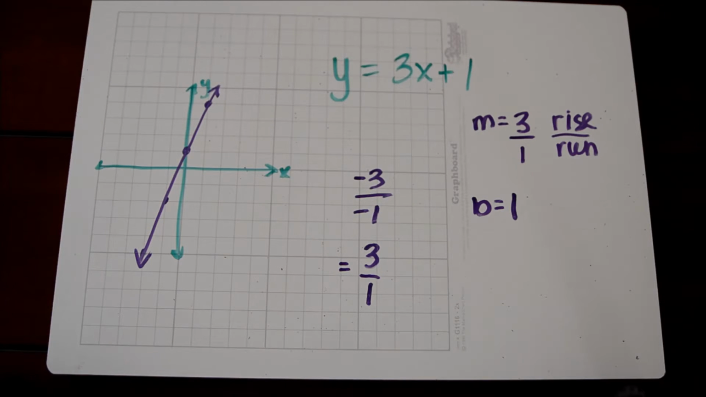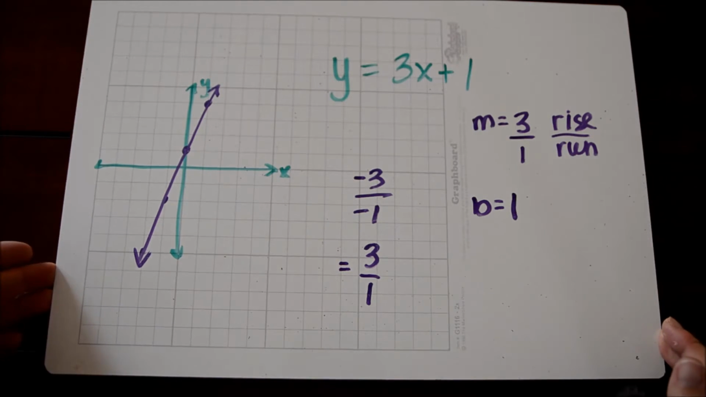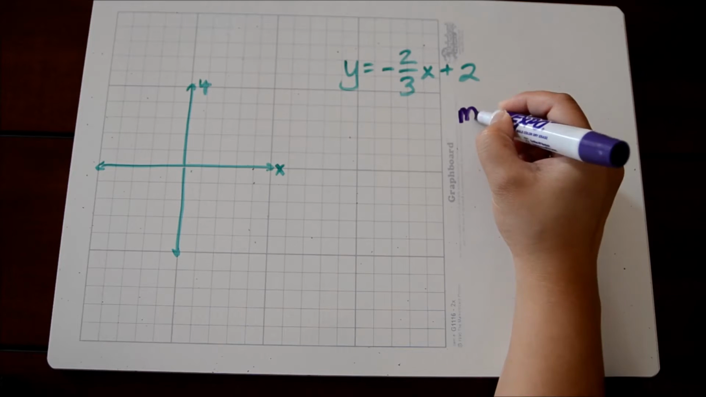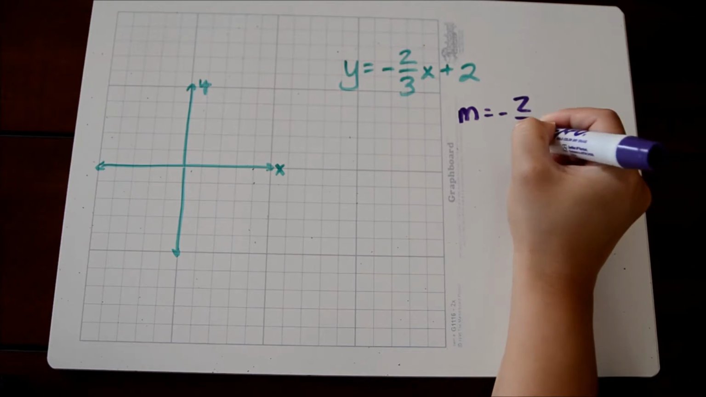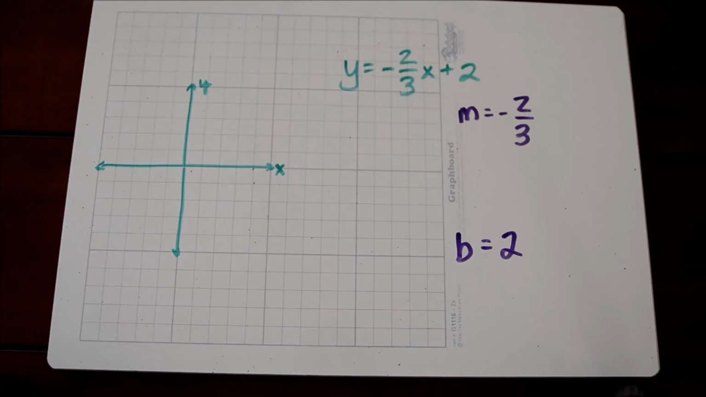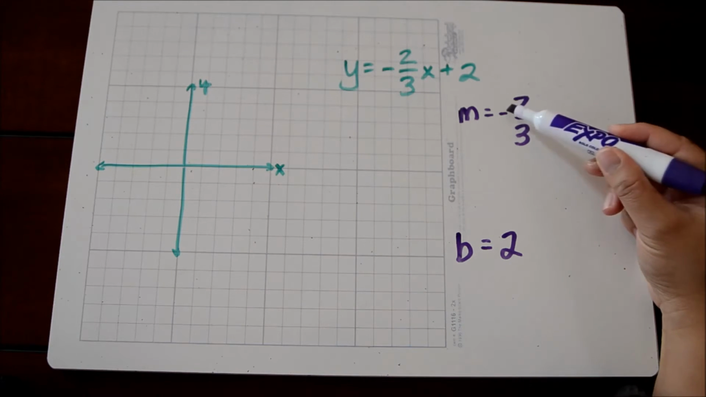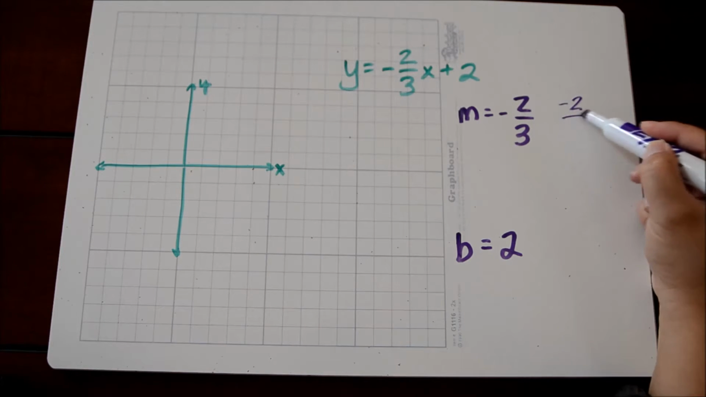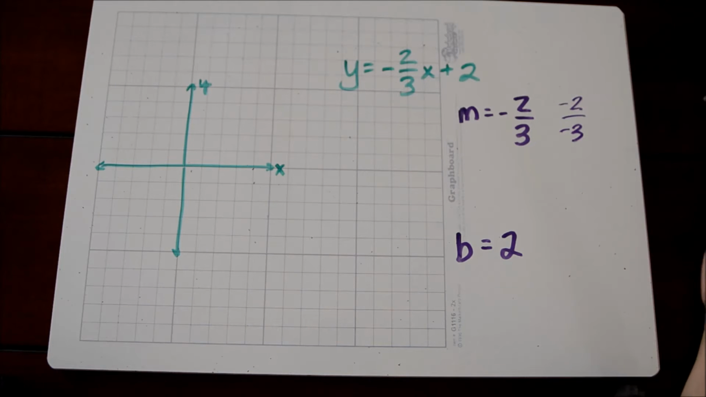Let's take a look at one more example. Here we have the equation y = -2/3 x + 2. So our slope is -2/3 and our y-intercept is +2. A common misconception when you have a negative slope is that the negative goes with the 2 and the 3 at the same time. So some students think it's -2 over -3.